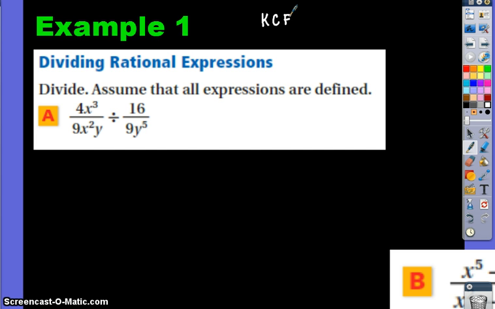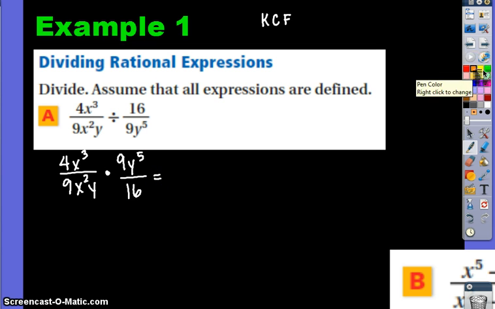All right, so we have 4x cubed over 9x squared y, but we're dividing by 16 over 9y to the fifth. So we need to remember that this is really times 9y to the fifth over 16. All right, now we would multiply. Well, actually, why don't we go ahead and check and see if there's any simplification that could occur.